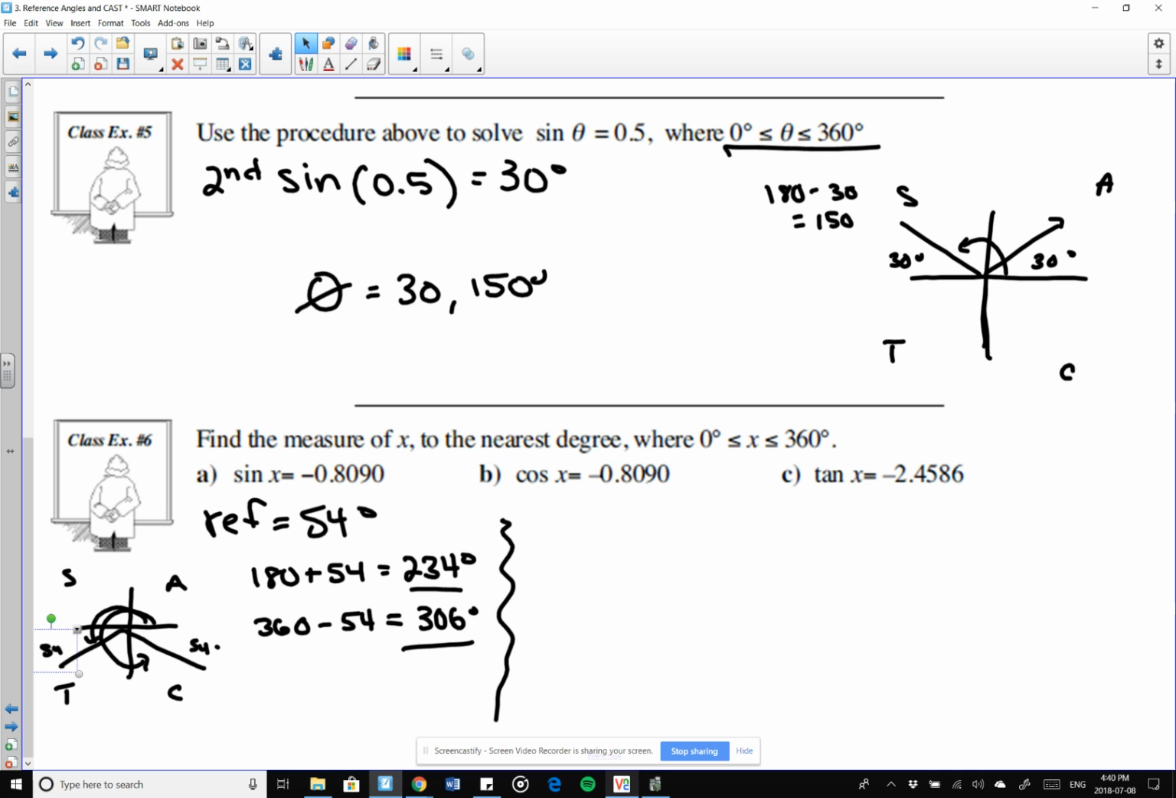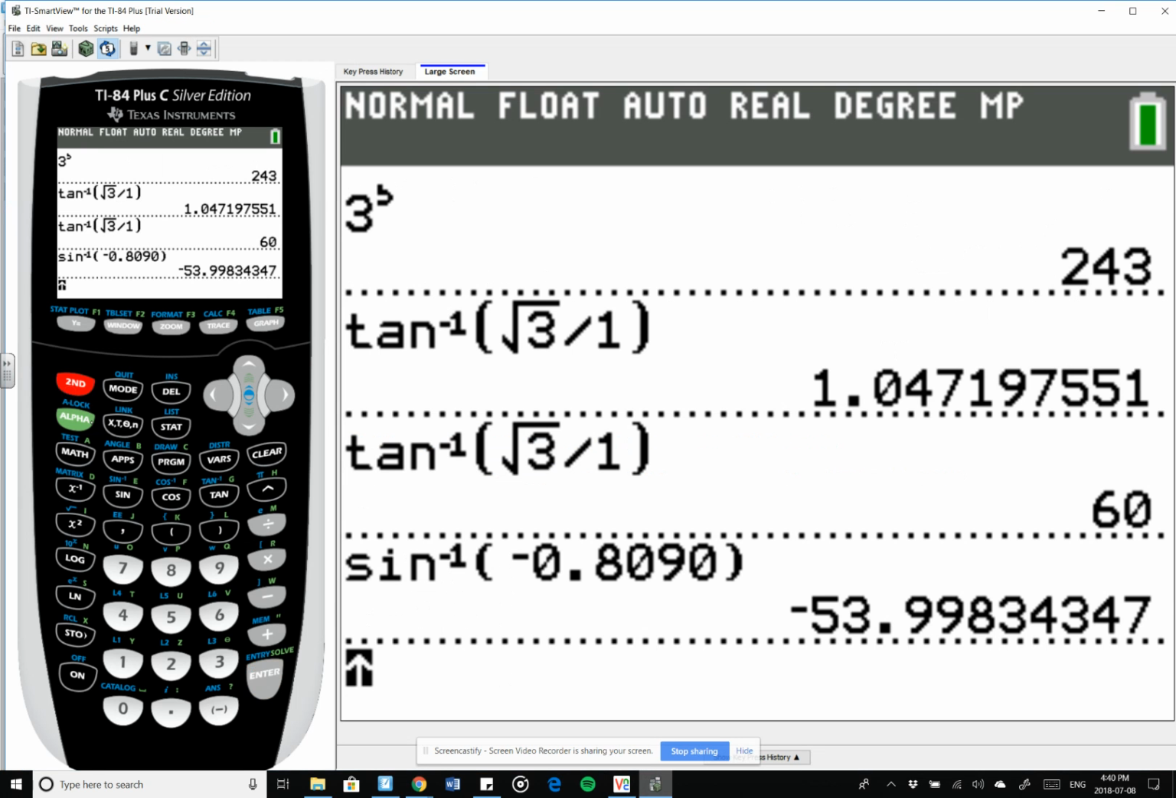If I do the same for cos again, I would just go second cos of the positive angle and get you your reference angle. So 8090.